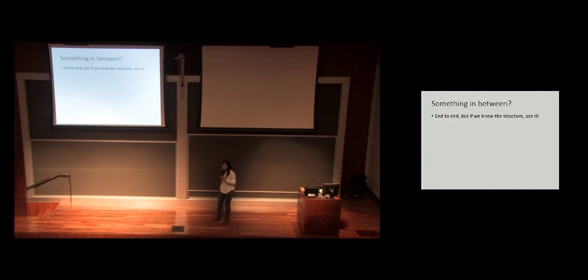So can we do something in between? You don't want to do it in an end-to-end way, but if we know the structure, we should use it. As Jitendra says, there's some God's own truth that you can inject into the network, and that will help it learn fast, learn better, and generalize more. And there are multiple ways to include the structure inside a network. Maybe it's an architecture design.